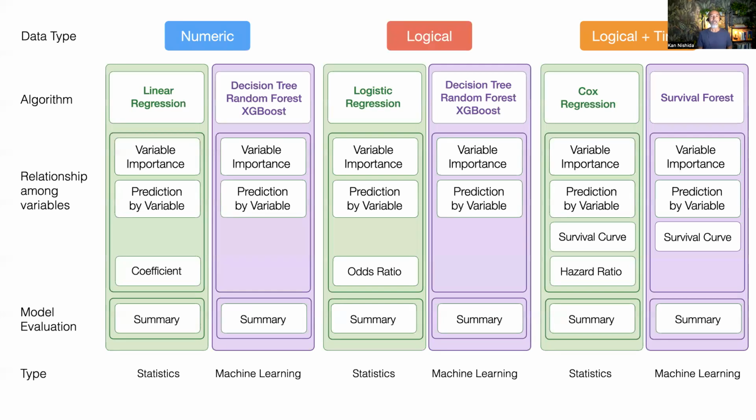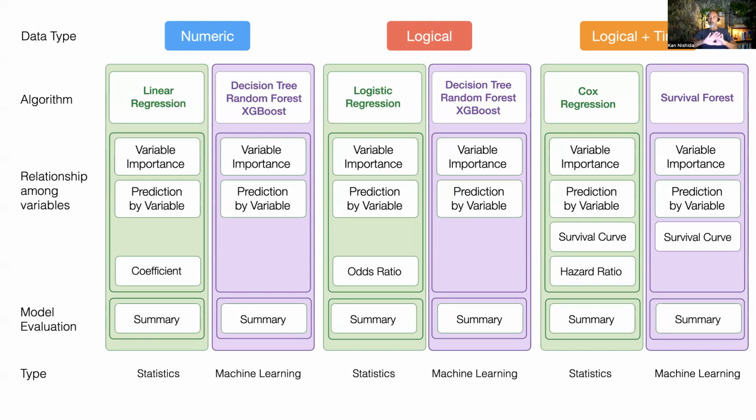So based on the data type, right? Numerical, logical, and time, those are the ones that we are interested in or want to predict. Once we have that, the green box is statistical and the purple box is a machine learning model. And in each box, there are a bunch of boxes, but let's look at linear regression, which is the most left-hand side. There are other smaller boxes that say variable importance, prediction by variables, and coefficient, sum, and summary.